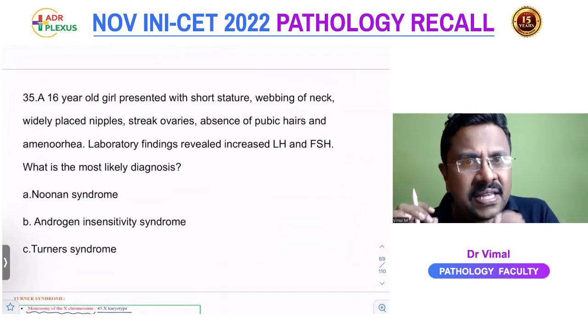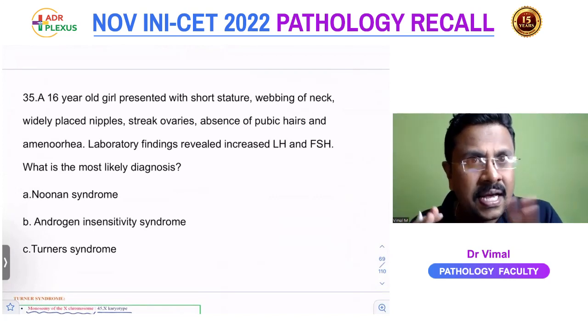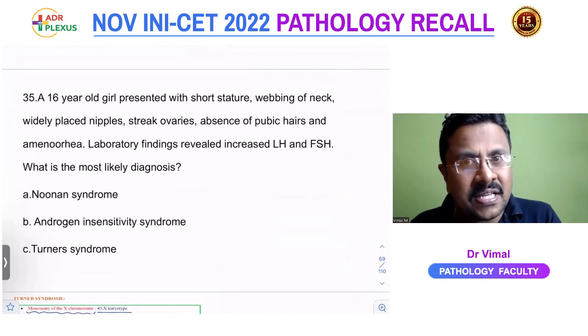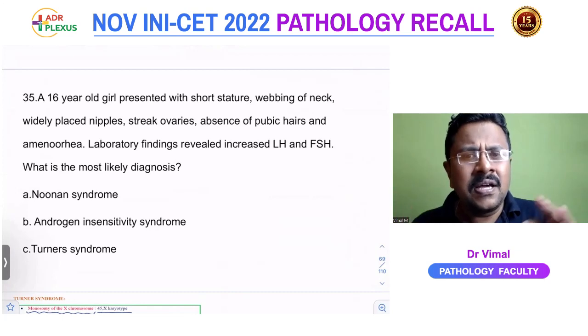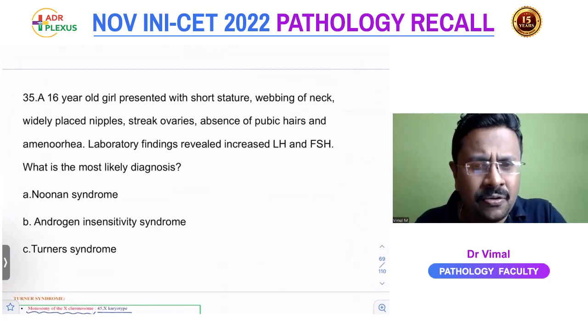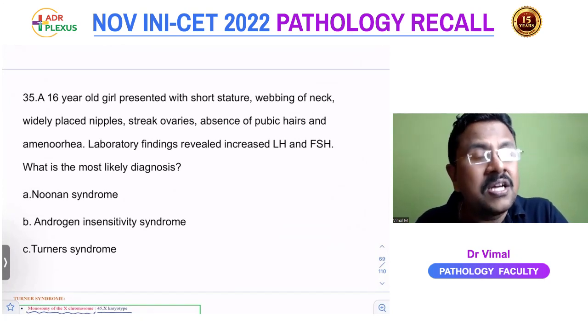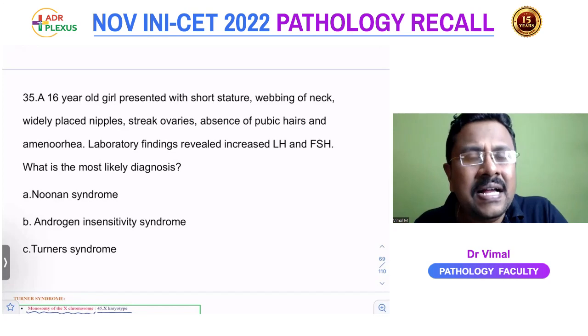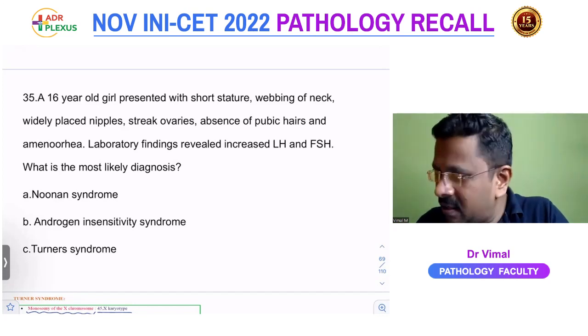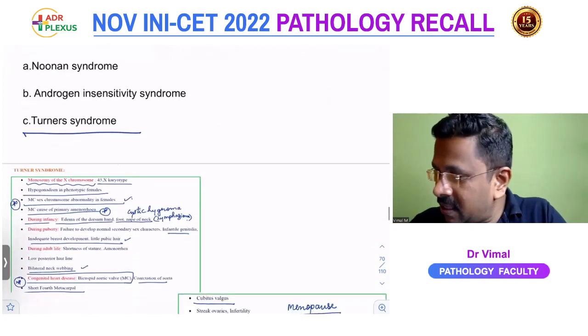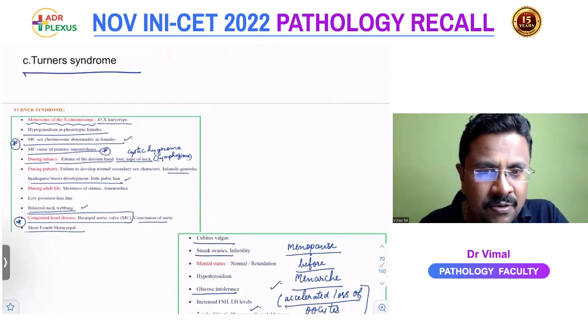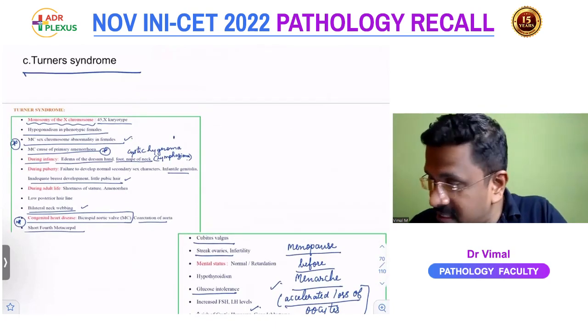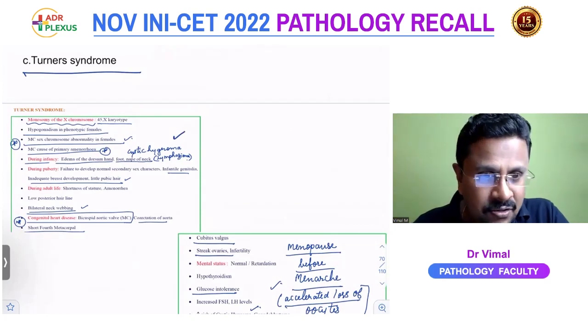A very repeated question, another repeat question. A 16-year-old girl presented with short stature, webbing of neck, widely placed nipples, streaked ovaries, and the most classical features are absence of pubic hair and amenorrhea. Laboratory findings revealed increased LH and FSH. So what is the most likely diagnosis? Guys, this is a very classical picture of Turner syndrome. You can see from our notes that we have discussed cystic hygroma also, which is in connection with Turner syndrome.